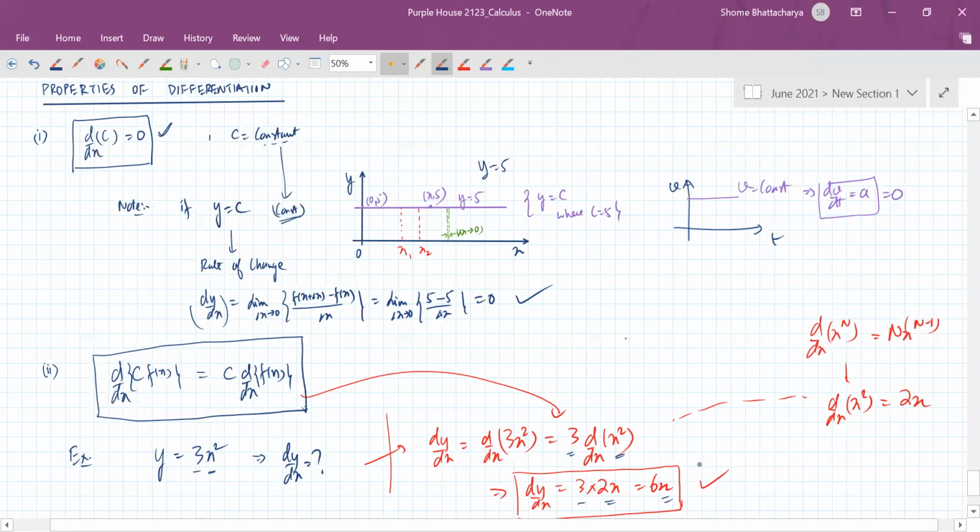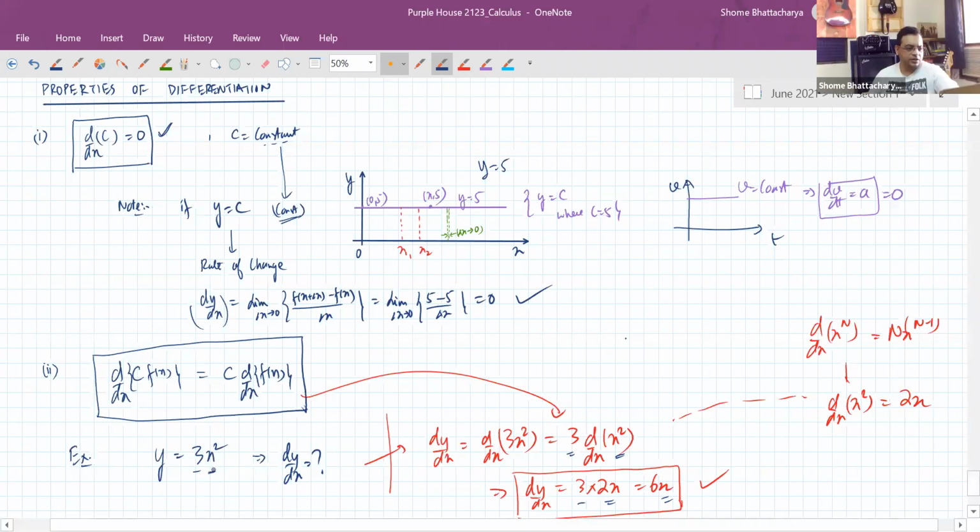Yes, sir. Sir, f of x here it is 2x. No, beta, f of x here is x square, in the example. See? What quantity we are differentiating? We are differentiating 3x square, na, beta?